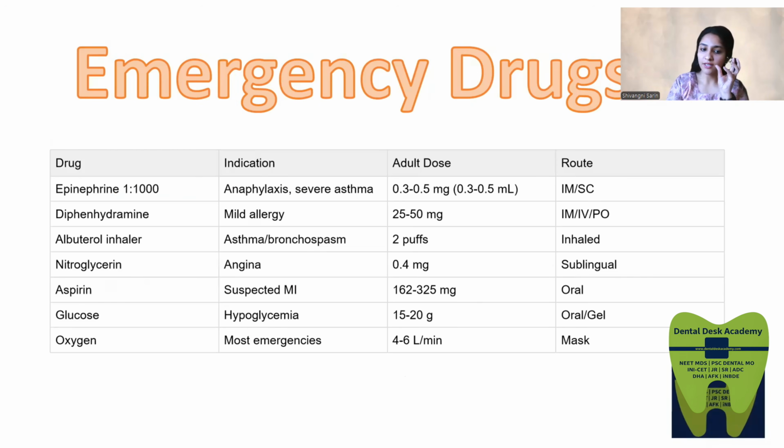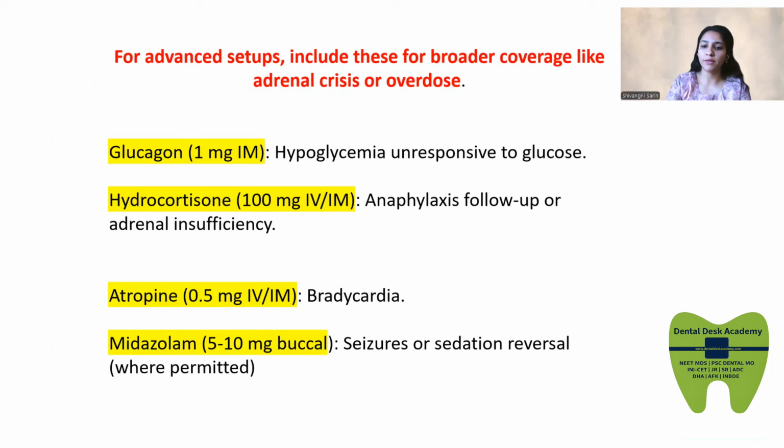Please remember these values: nitroglycerin 0.4 mg metered dose, aspirin 160 to 325 mg tablets, oral glucose 15 to 20 grams, oxygen 4 to 6 liters at least per minute. You may have to increase it to 6 to 8 or 8 to 10. You can just pause this slide. Diphenhydramine ideal is 50 mg, at least 25 mg you should have. You should have an albuterol or a salbutamol inhaler. You can pause this. You can see the route of administration.